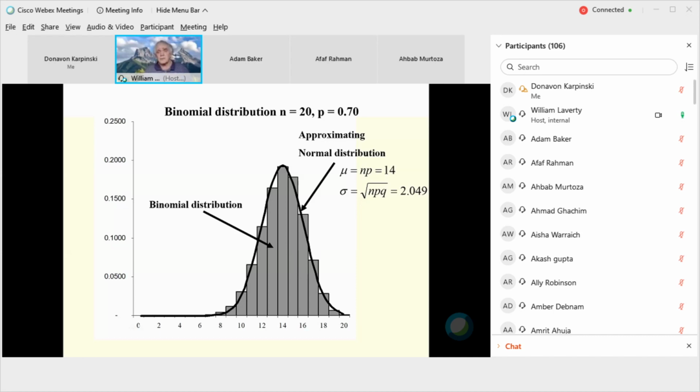There's the normal distribution with the same mean, same standard deviation. It'll approximate the binomial distribution. I spread out the binomial probabilities. They're actually at isolated points, integer points. I've spread them out so that they touch.